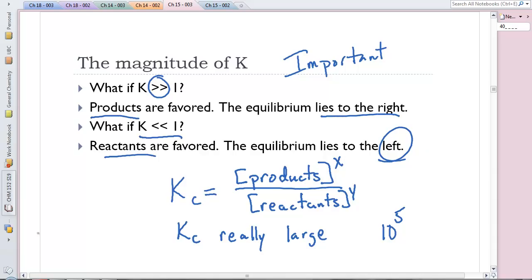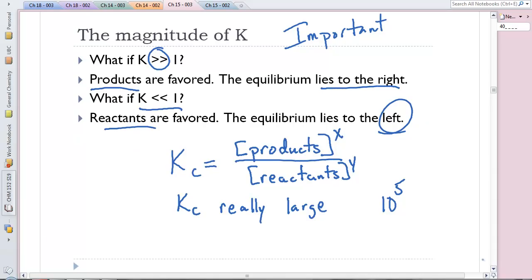All right, so for a really small K, typically, small Kc, we're looking in the 10 to the negative fifth kind of range. 10 to the negative fourth is kind of borderline, but we'll talk more about that when we look at some reactions with small K's. So large K, mostly products at equilibrium. Equilibrium lies to the right. Very small K, reactants are favored. The equilibrium lies to the left. It's important that you know that because we'll keep coming back to that.